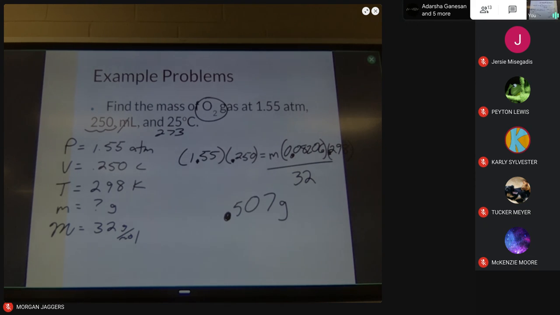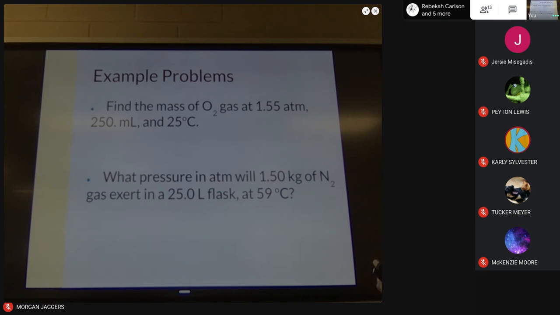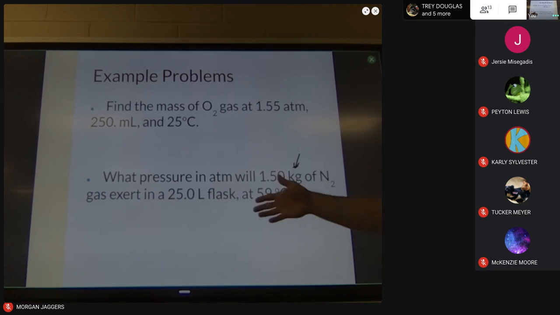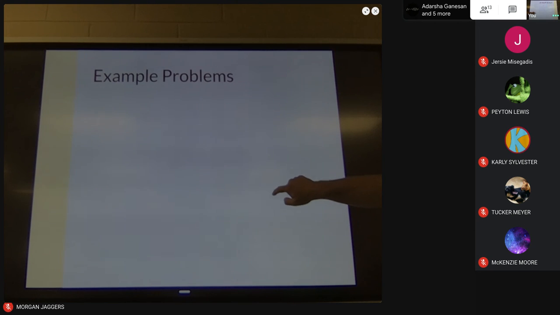Nobody has a calculator right now, correct? That's what's happening here. So this is an example of using mass. I'm going to skip this next one because the only weird thing about it is that it would be in kilograms, which means you'd have to deal with that. But I want to do one with density so you guys can see that.